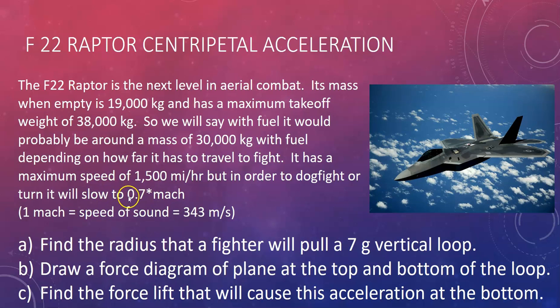But we're going to say if it's at this speed and this particular mass, find the radius a fighter would take to pull a 7G vertical loop. Now, we haven't talked very much about G's, but a G is literally just a measurement of acceleration. It is not any type of different force whatsoever. So when this says a 7G vertical pull, essentially that's an acceleration of 9.8 times 7.